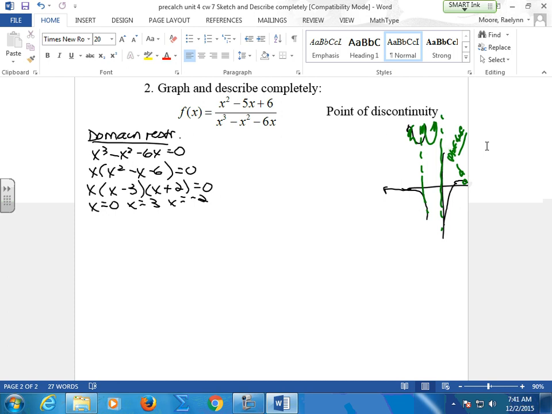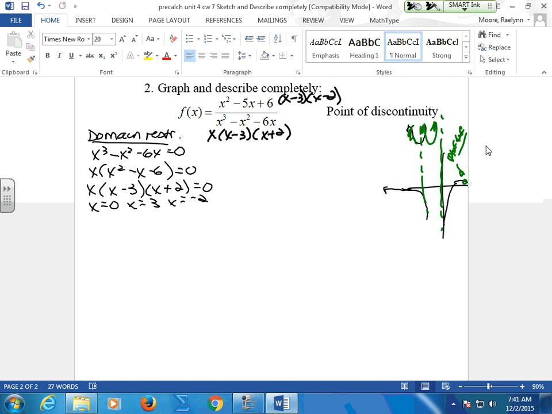So now, keep your factors down here. And factor the numerator for me. What factors do you get in your numerator? X minus 3 and X minus 2.